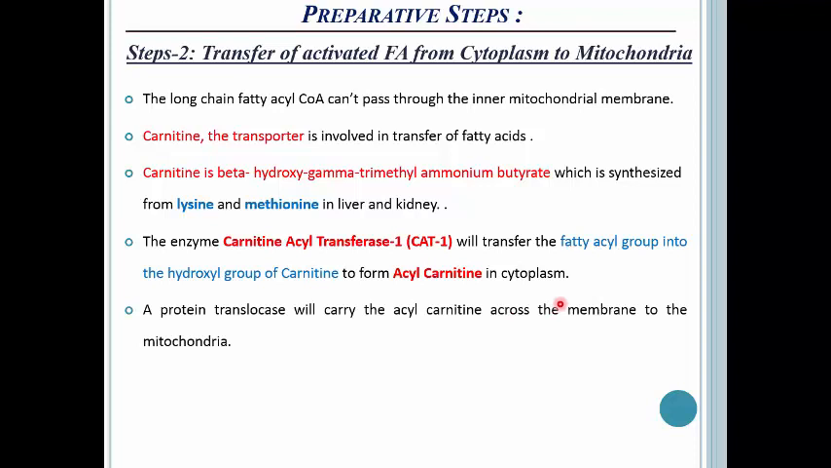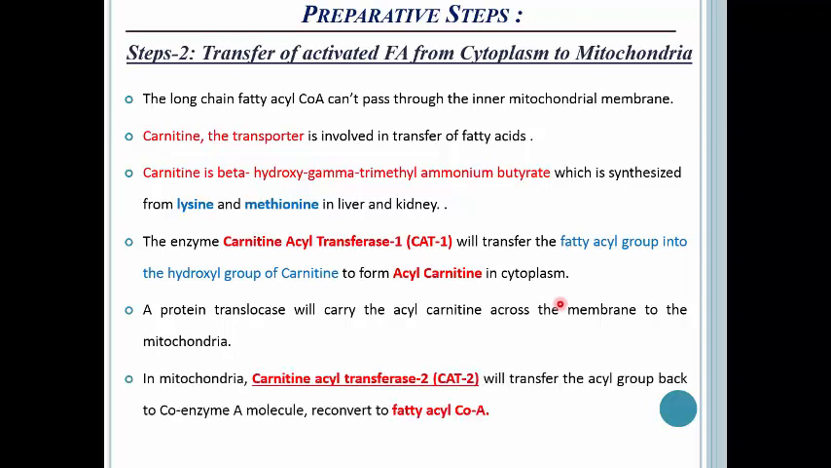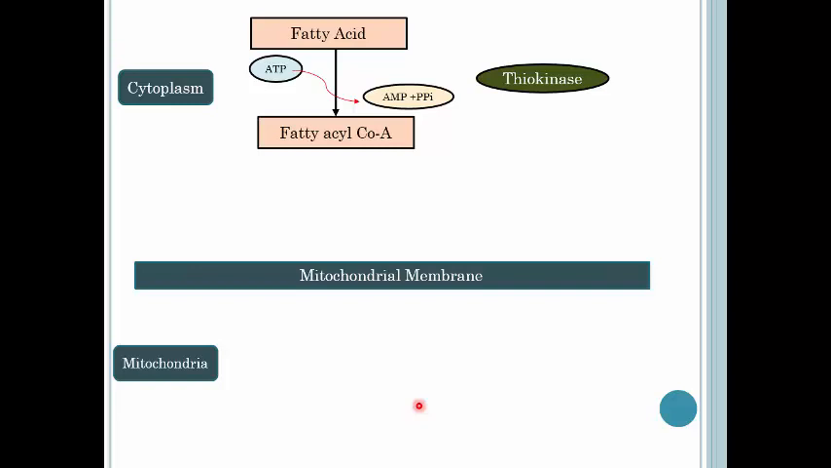Carnitine acyl transferase 1 will form the acyl carnitine, that I will show you in a later slide. And then the translocase will carry this acyl carnitine across the membrane, and once it reaches the mitochondria, CAT2 will transfer the acyl group back to coenzyme A, and again the fatty acyl CoA is formed, and the carnitine will be released back by the translocase into the cytoplasm. We are just revising it. So this is the first step, that is activation of fatty acid.